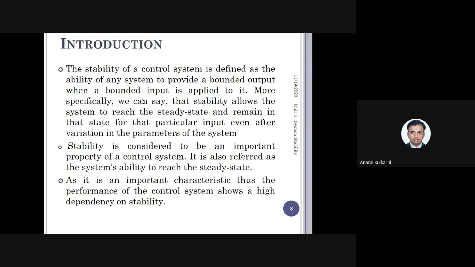So this is the first condition of stability: when the input is bounded, the output should be bounded. If you give a bounded input, you should get a bounded output. The best way to check this is with a step input. You cannot apply a ramp input. The reason is a ramp input is not a bounded input because it is continuously increasing or decreasing with time. It will never remain constant. So that is not a bounded input.